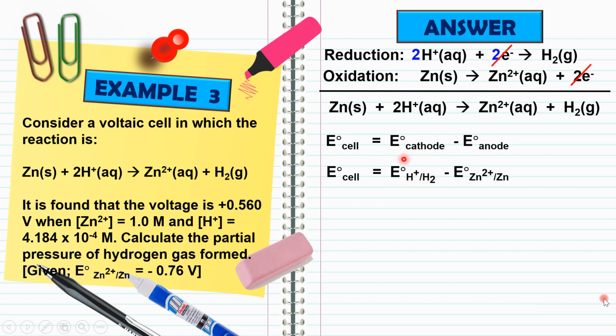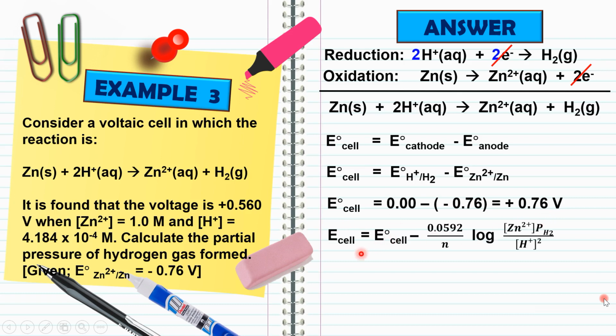For the SHE, the value of E naught reduction is 0. Substitute the E naught reduction for the anode. Both values here are the E naught reduction. And finally, you get E naught cell equals positive 0.76 volt. Next, write the Nernst equation. And remember, you have to substitute the value of Q. You cannot write the general log Q. You have to define it because the overall equation is already given in the question.